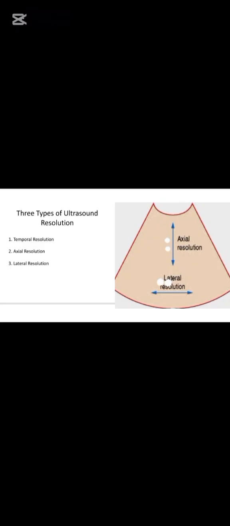What is resolution? Resolution is the ability to separate and differentiate two cardiac structures that are located close to each other, as much as the real structure. We have three types of resolution: temporal resolution, axial resolution, and lateral resolution. Temporal resolution is the ability to detect two structures that are moving close together and differentiate them. This is very important in echo and it depends on the frame rate.